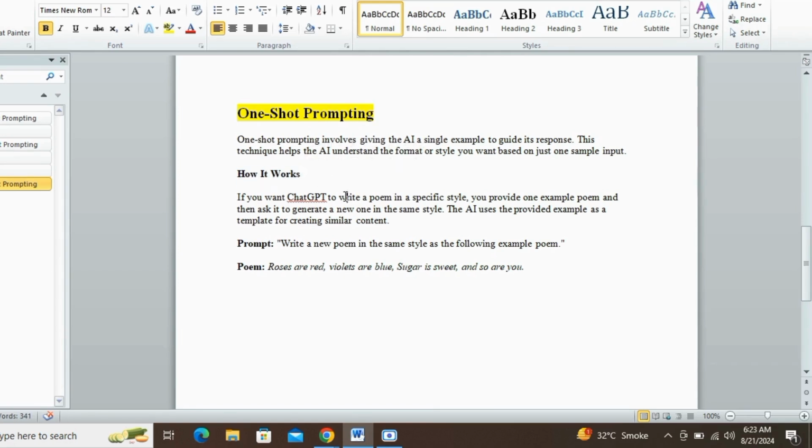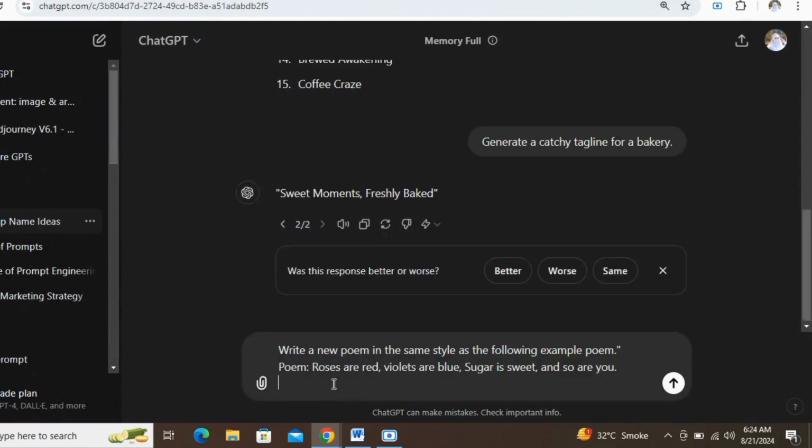Say you want ChatGPT to write a poem in a specific style. You provide one example of the style you like, such as roses are red, violets are blue, sugar is sweet, and so are you. Then you ask ChatGPT to write a new poem in the same style. It uses a single example to generate a poem that matches the tone and structure you provided.